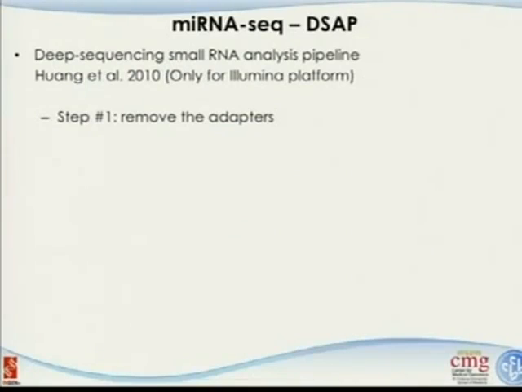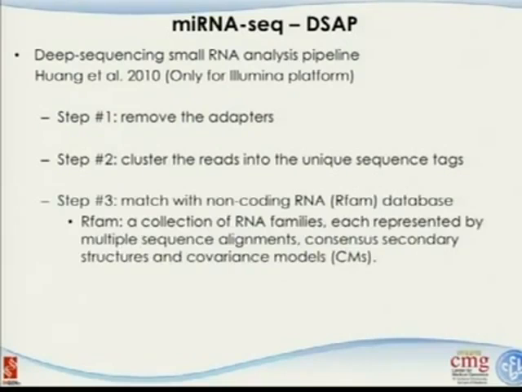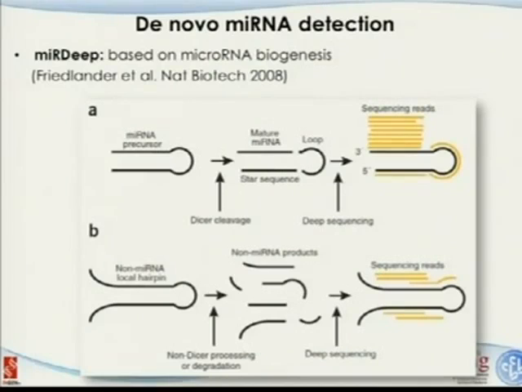And we talk about 2 different approaches to deal with the microRNA sequencing data. The first one is more on the known microRNAs. This is the DSAP. I think this is from Tsinghua University in Taiwan. And step 1 is to remove the adapters. Step 2 is to cluster reads into unique sequencing tags. And steps 3 and 4 map those against the existing known database of non-coding RNAs. But the most important part of this is the de novo microRNA detection, because we don't really know too much about microRNAs.